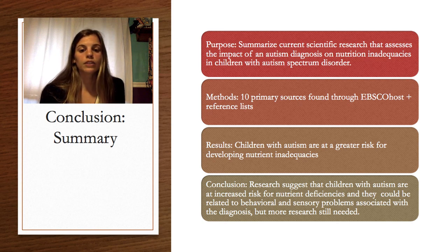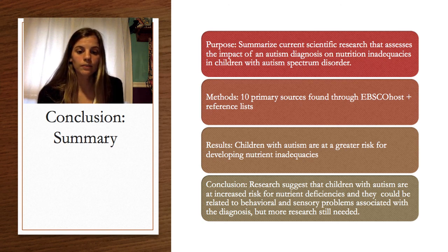The results of my research indicated that children with autism are at a greater risk for developing nutrient inadequacies, and it was concluded that my research suggested that children with autism are at increased risk for deficiencies, and they could be related to behavioral and sensory problems associated with the diagnosis, causing the feeding problems. But more research is still needed on this subject.